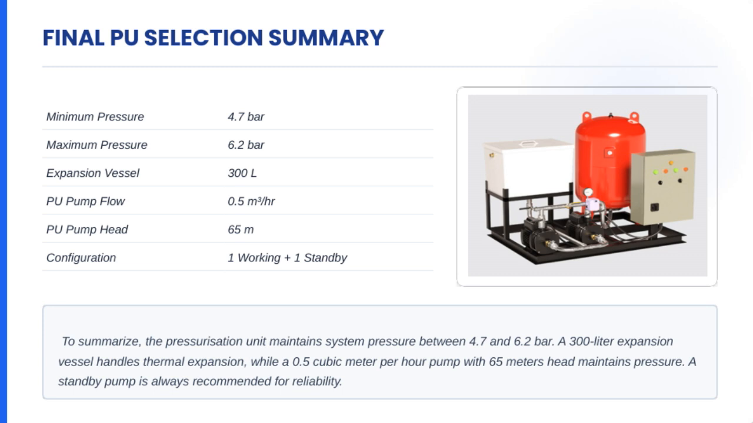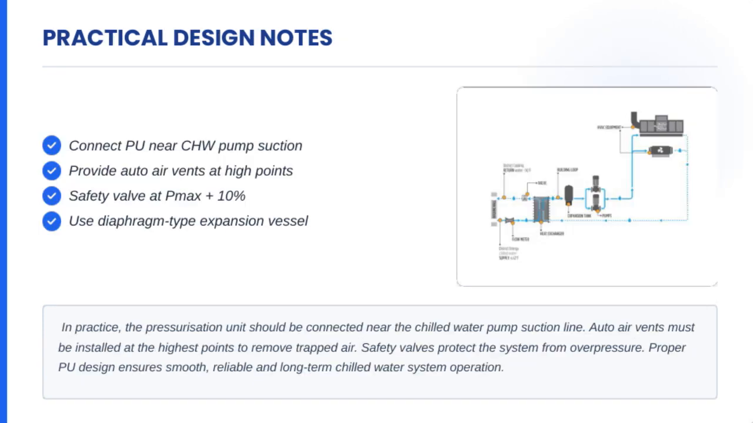Let's go over some practical design notes to ensure your chilled water system operates smoothly and reliably. First, it's important to use a diaphragm-type expansion vessel. This type helps accommodate pressure changes effectively and maintains system stability. Next, including a safety valve set at Pmax plus 10% is crucial. This valve acts as a safeguard, preventing overpressure conditions that could damage the system.